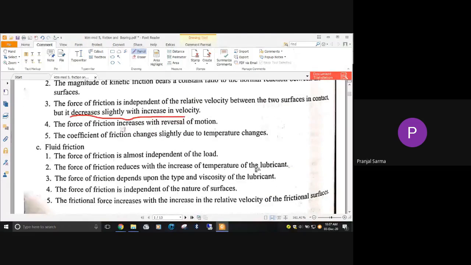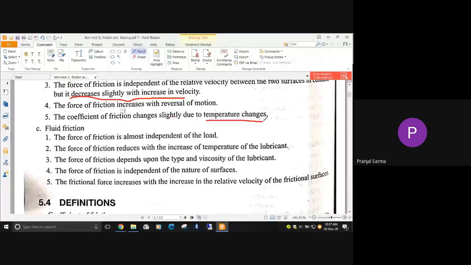And with respect to temperature variation, the coefficient of friction changes slightly due to temperature changes.